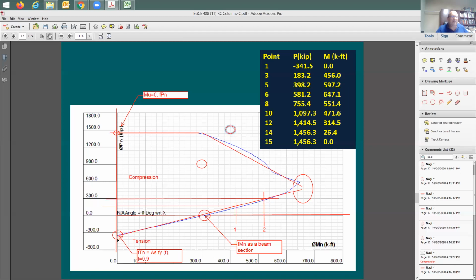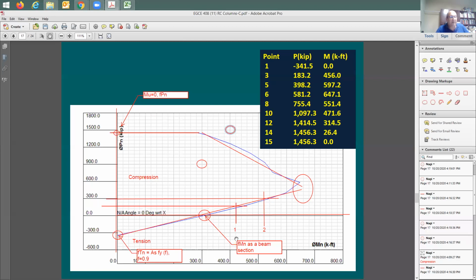This point is a kind of new point to us. It gives you the capacity of this column section exposed only to tension force. Because look at this, this here is going to be the zero moment, zero axial load. Therefore, it's going to be the tension side, and this is going to be the compression side. And the tensile strength of this column section, no moment at all at this point, is going to be equal to As times Fy times phi factor 0.9. Great. Now I am good about the 3 points.